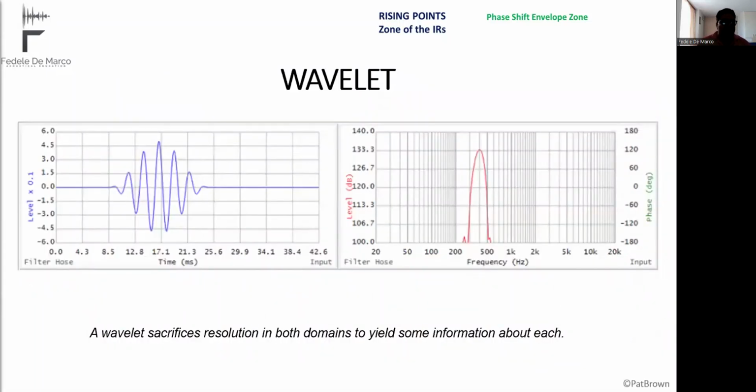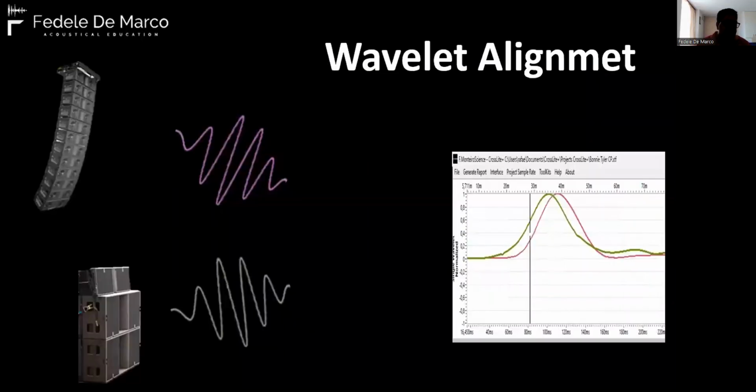An excellent compromise between the two domains is the wavelet. A wavelet is neither a pulse nor a sine wave. It is a compromise. It has a beginning, it has an end. It is compact enough in time with a larger spectral content in the frequency domain, so we can investigate the crossover region with a good compromise. So we can use this quick and intuitive method to check and align the sound systems.